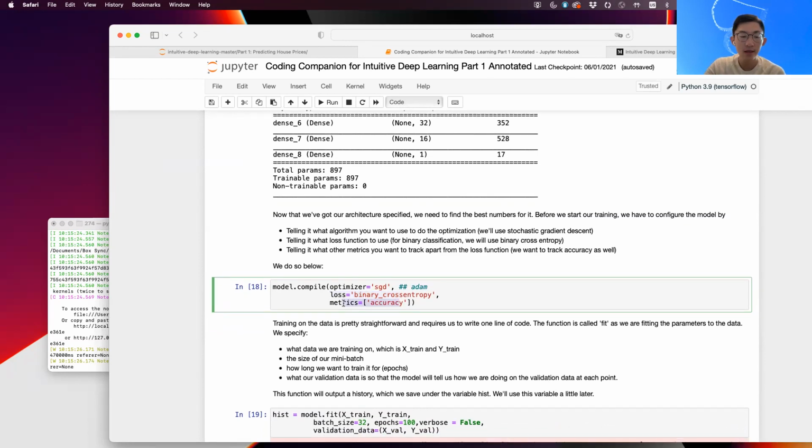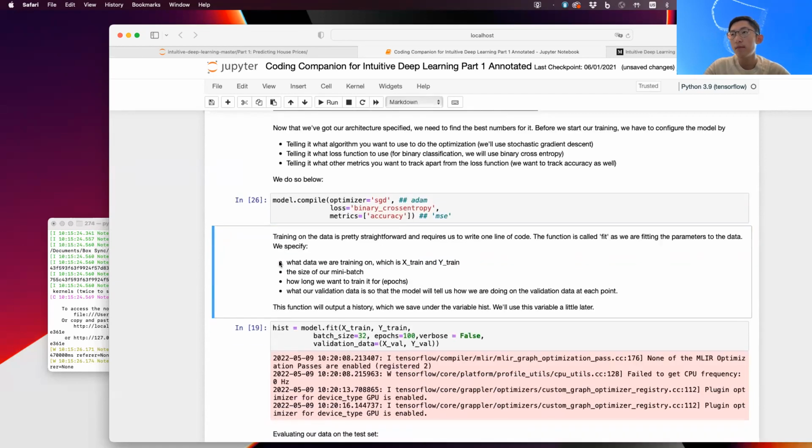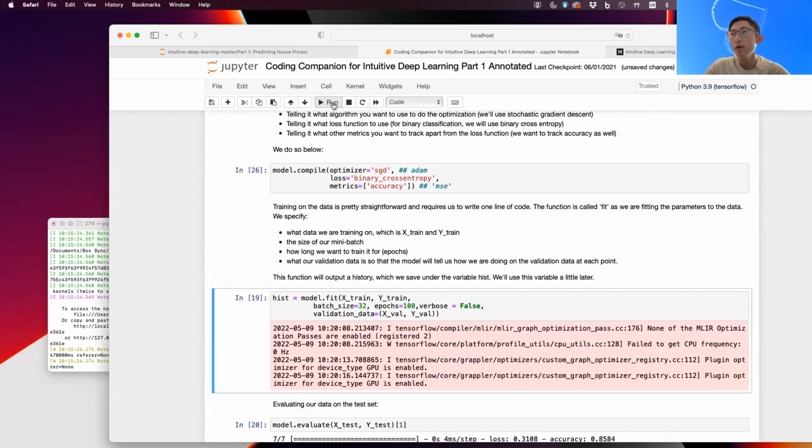And the metrics, because it's a classification problem, accuracy means you want to evaluate the accuracy of the prediction or accuracy of the classification. But for continuous outcome, for example, you can use MSE as your metric, and so on and so forth. So with model compile, and then we could run our model fit.